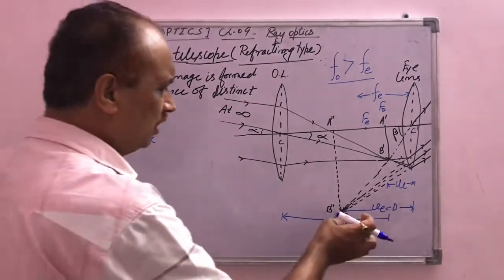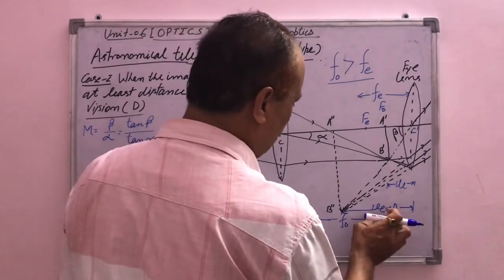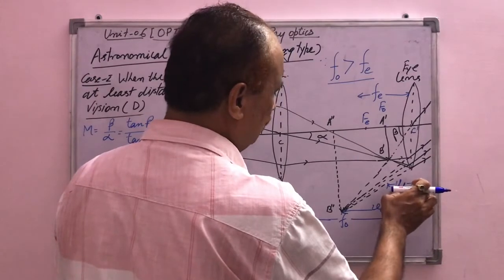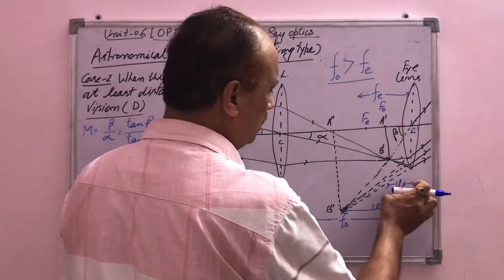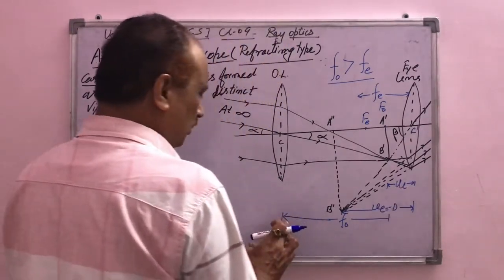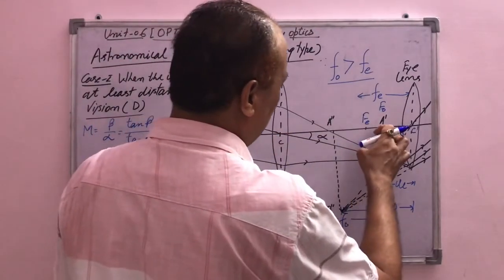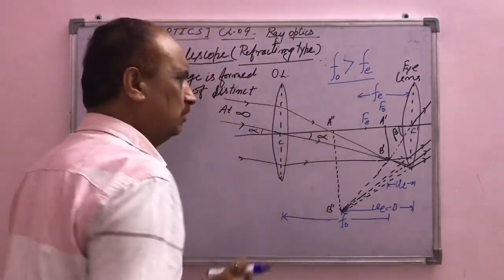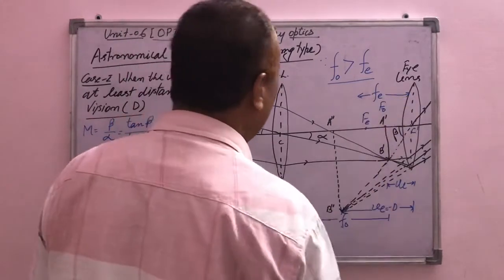So here the distance of the object is infinity. The distance of the image V is equal to D, and this image has a distance from the eye lens that is equal to UE. The distance from the optic center of the objective lens to FO is equal to FO, the focal length of the objective lens. Similarly, here C dash to FE is the focal length of the eye lens.